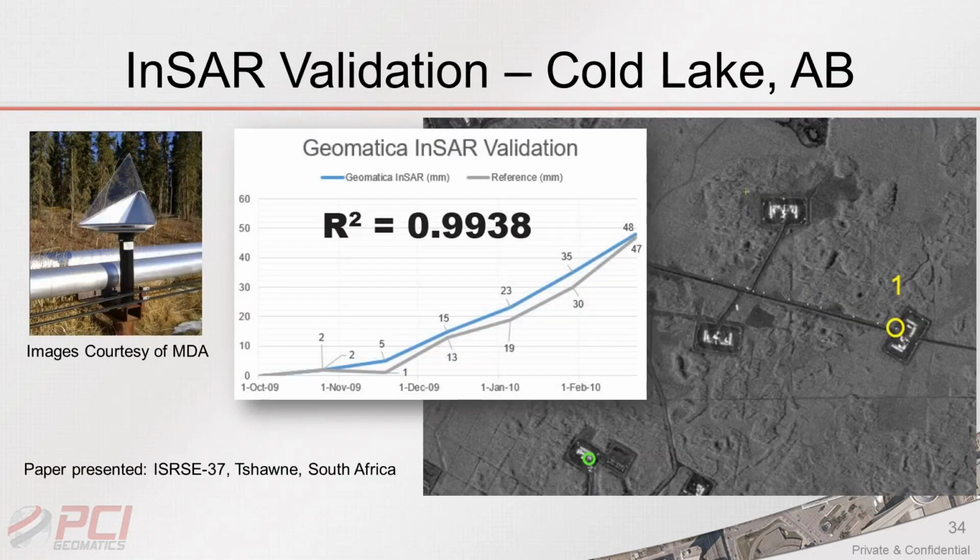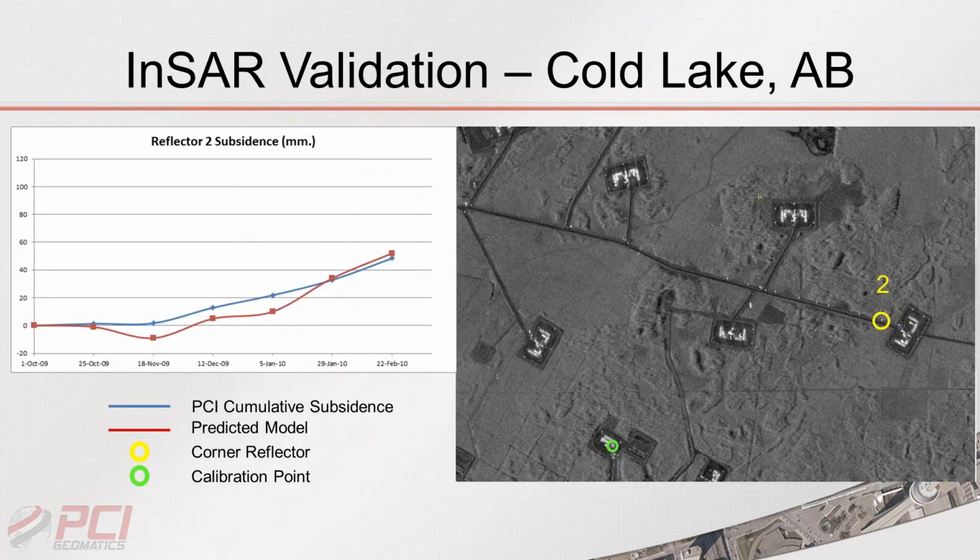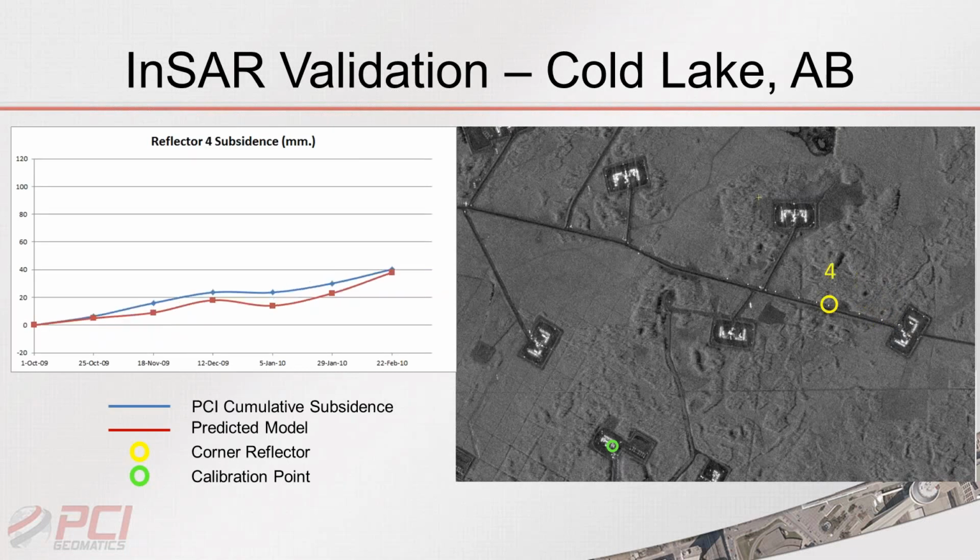So to take a look at the first site, this is at Cold Lake, Alberta. We can see that what was generated by PCI or by Geomatica is in blue, compared to the reference, or the in situ measurements or model, in gray. And as you can see, after we performed a regression analysis, we have a very high agreement between the two models. And the same is true between the additional 10 sites that we did specific measurements on.